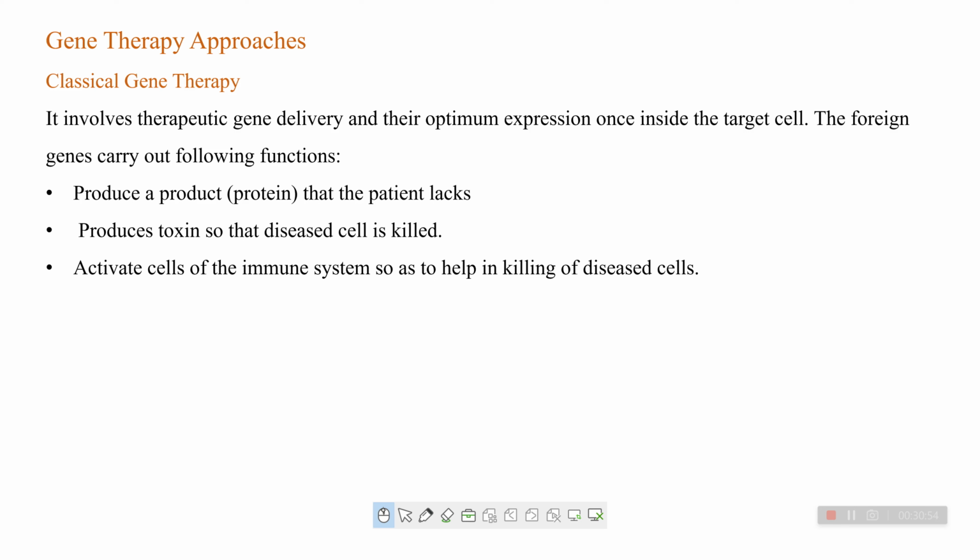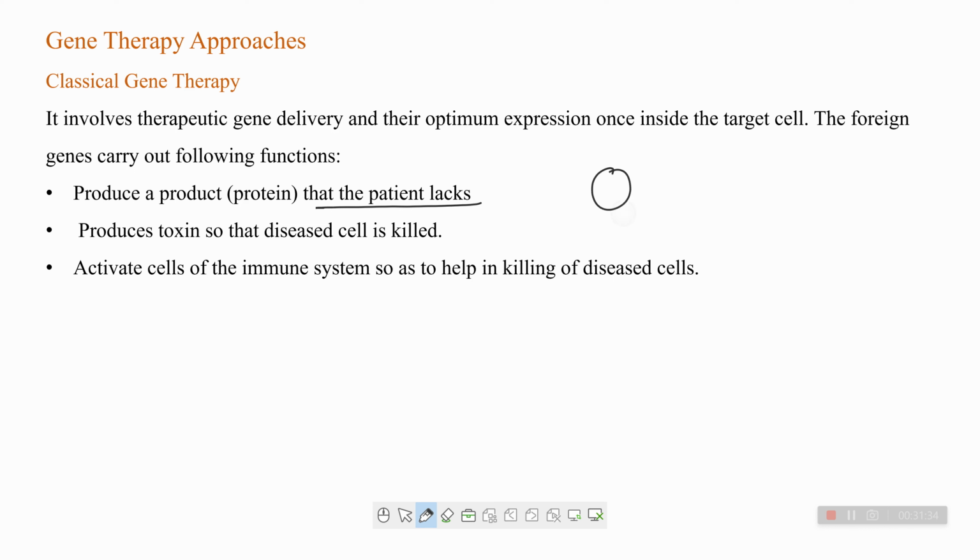There are two types of gene therapy approach. First is the classical approach and second is the non-classical approach. In the classical approach, therapeutic gene delivery and optimum expression occur once inside the target cells. The foreign gene carries out the following function. What type of function will be carried out by the foreign gene? The foreign gene will produce a product or protein of the type which the patient lacks.